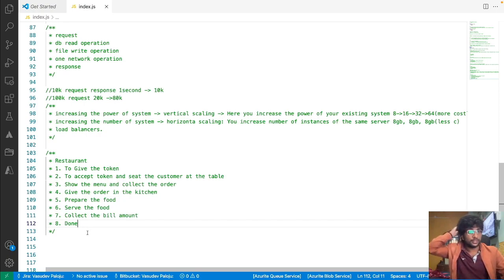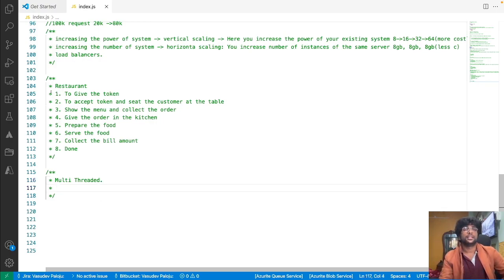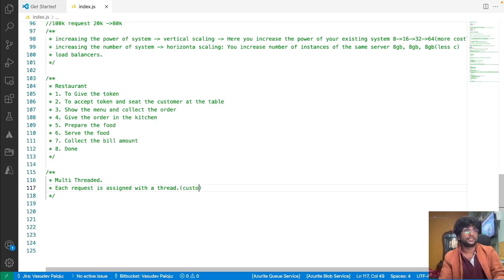Now my analogy is that treat each customer as a request and the restaurant as your application. Now how would multi-threaded programming work, and how would asynchronous programming, or the single-threaded Node.js, work, right? First we'll see multi-threaded. Here each request is assigned a thread. It means here customer equals thread or request.